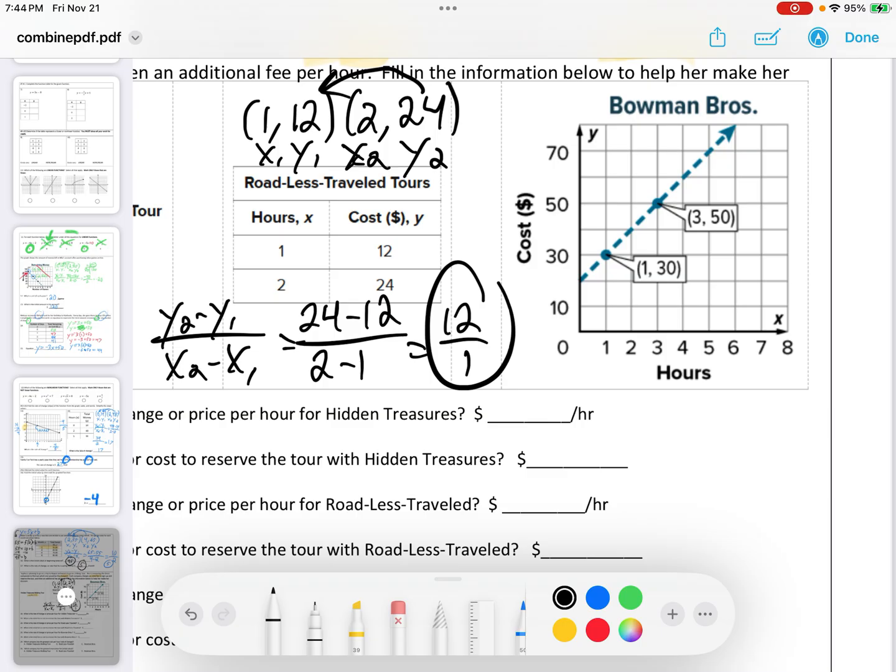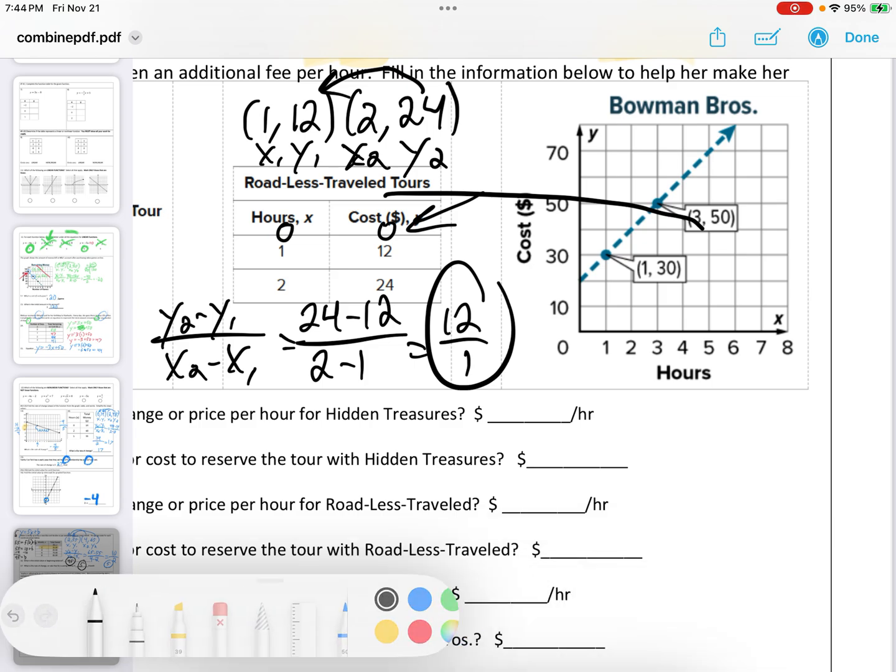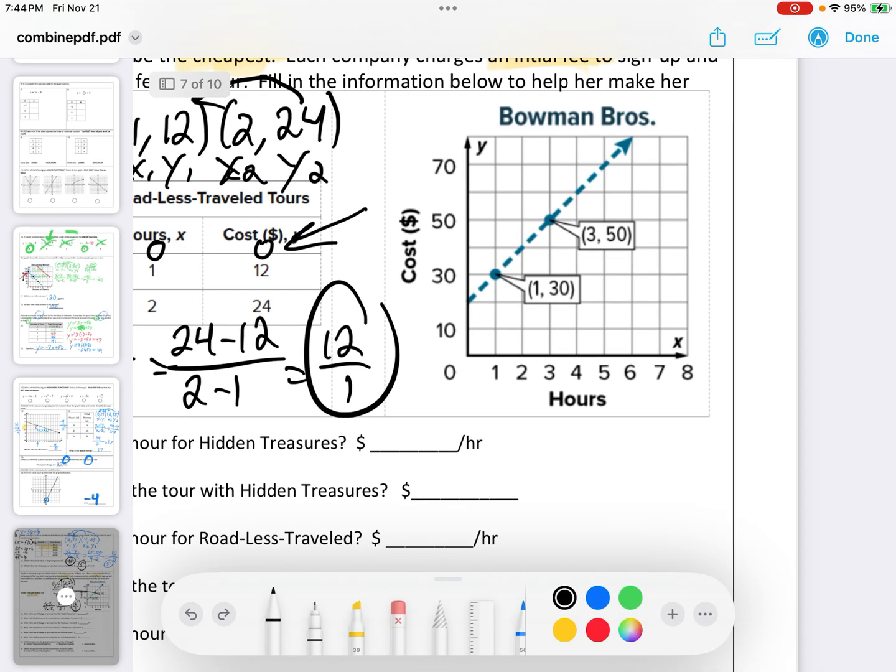And what is the initial value? 0, actually, because they're charging 12 bucks for every hour. So for 0 hours, it's 0. Their initial value, their y-intercept, is 0. All right, let's see here.